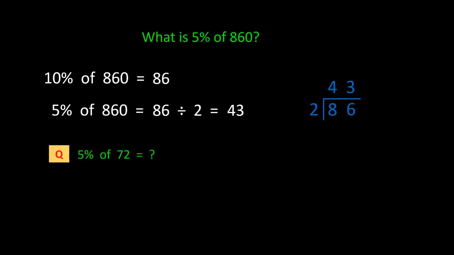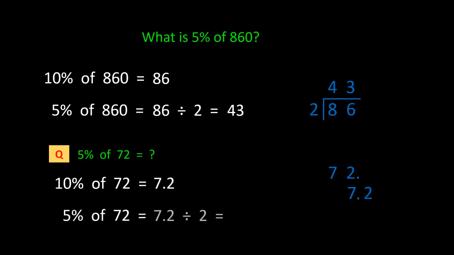One for you to do. Could you find 5% of 72, please? Press pause. Press play for the answer. How'd you get on? Well, 10% is 7.2. Now we don't want 10%, we want 5%. So we've got to find half of that. And there we are. Little bus stop there, giving us 3.6.